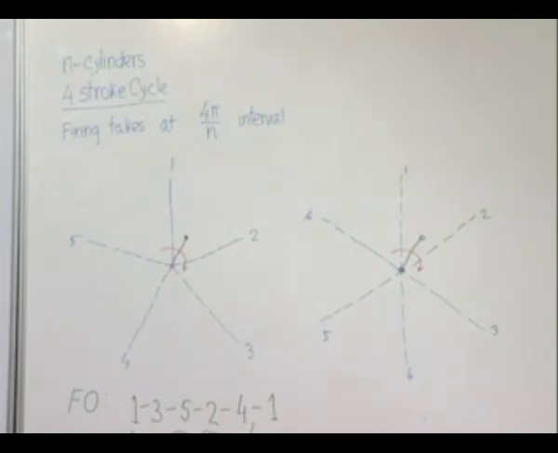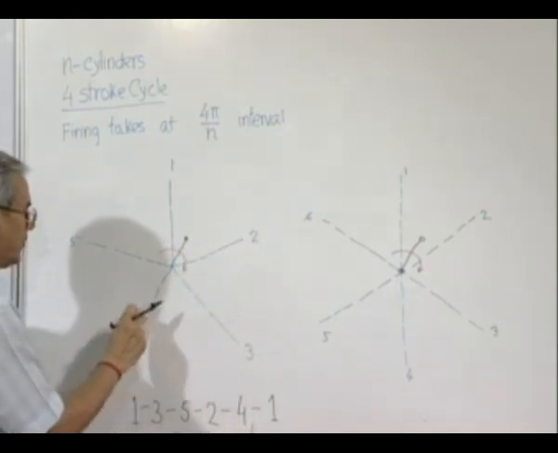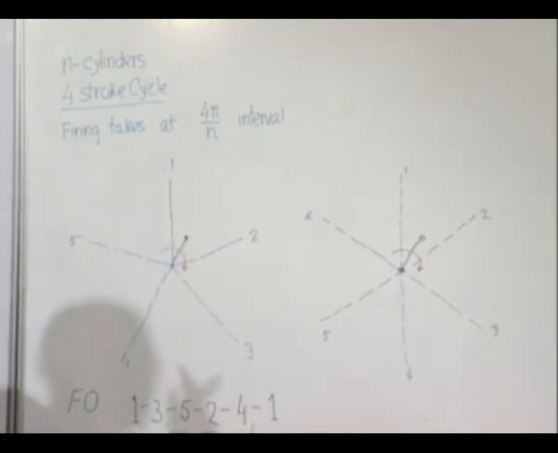If it had been a 2-stroke cycle, what would have happened? Then after 1, 2 would have fired, 3 would have fired, 4 would have fired, 5 would have fired, and then it would have completed one cycle, because the consecutive firing angle would have been 2 pi by 5.